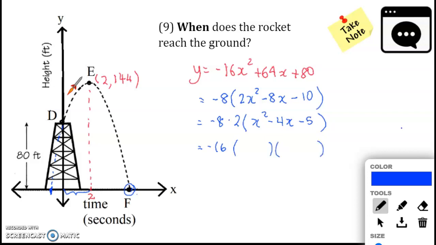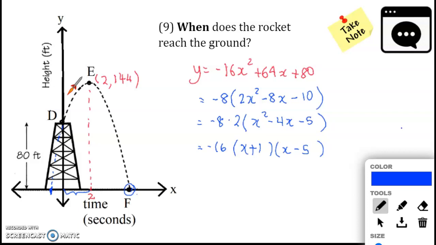Okay, so then I am looking for what are the factors of negative 5. Negative 5 means one's going to be positive, one's going to be negative. So the only factors are 1 and 5. I know one's going to be positive, one's going to be negative, and I want the sum to be negative. That means I need the bigger number between 5 and 1 to be negative, because negative 5 plus positive 1 is going to be negative 4.